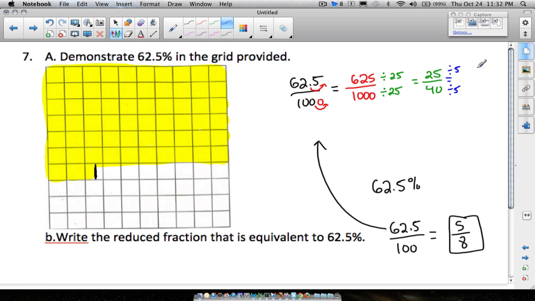25 divided by 5 is 5. 40 divided by 5 is 8. Bam. It is 5/8. 62.5 out of 100 is the same thing as 625 out of 1,000. That little shortcut of moving our decimal over, and then from there we have to simplify it, dividing the top and bottom by the same number. But just showing you that you do get 5/8 right there.